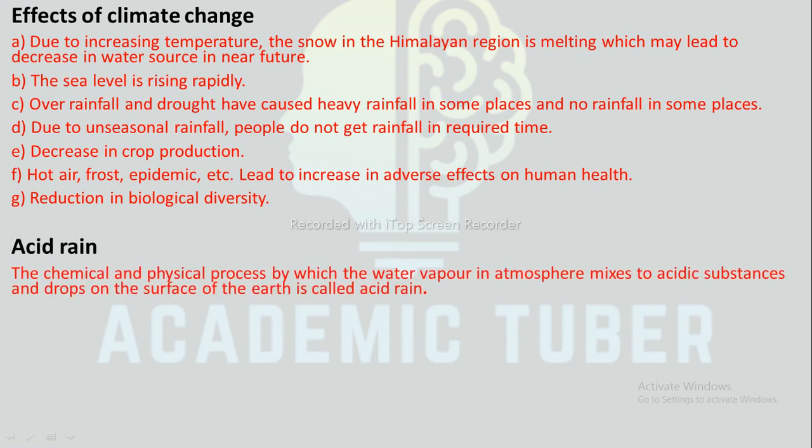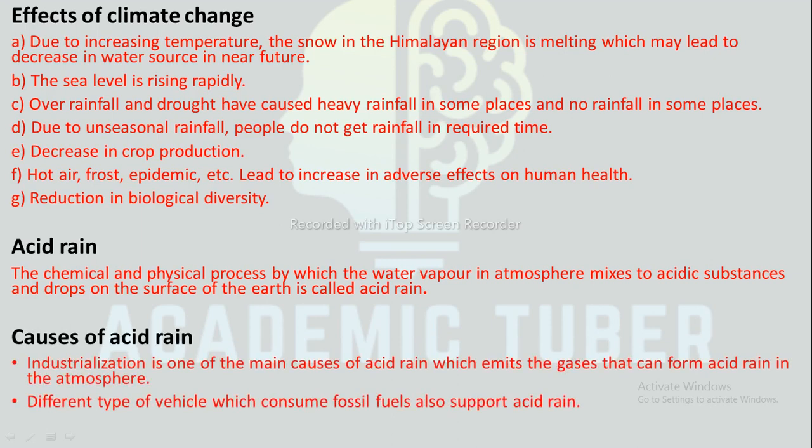Acid rain. Various types of gases such as carbon dioxide, sulfur trioxide, nitric acid, nitric oxide, nitrogen pentoxide, etc. are produced by industry and vehicles. When these gases come in contact with water of rain, they react with water and form acid, and these acids fall along with the rainwater, which is called acid rain. The chemical and physical process by which water vapor in atmosphere mixes to acidic substances and drop on the surface of earth is called acid rain.